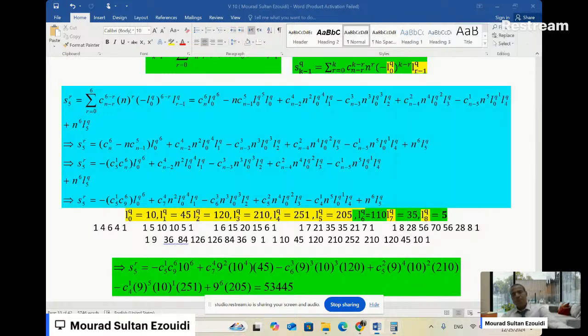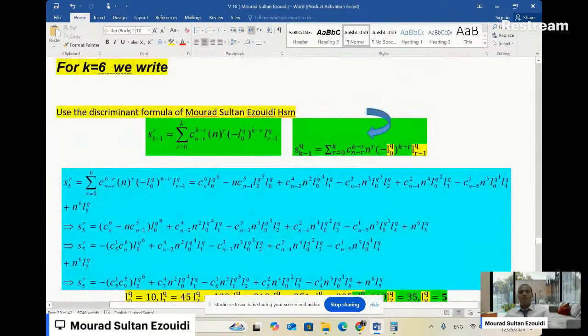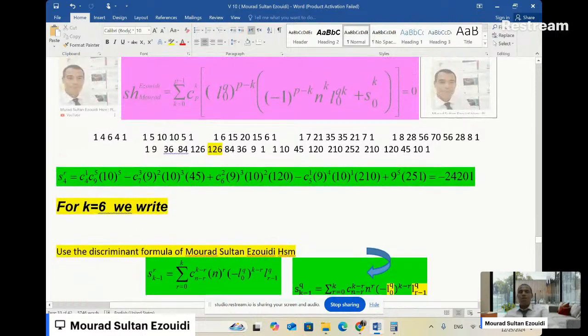Okay, we continue the procedure. I want to find S6. To find S6 is very easy. Just go to the discriminant formula of Mr. Mourad Sultan or go back to the theorem of mine and substitute k equals 7. Okay, this formula, I mean this one. There are other formulas, my kids, and these formulas also give you S subscript k minus 1. Here it is written here. But if you want to use, you can use this one.